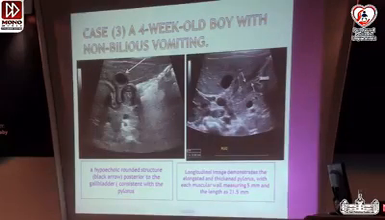Our third case is a 4-week-old boy with non-bilious vomiting. This is ultrasound at the epigastrium. This one here is the gallbladder, and that's the pyloric antrum. Longitudinal scan here revealed lengthening of the pyloric canal. It measures 21.5 millimeter, more than 15. And these cursors here measure the muscular layer, which was 5 millimeter, more than 4. So this is a case of CHPS.